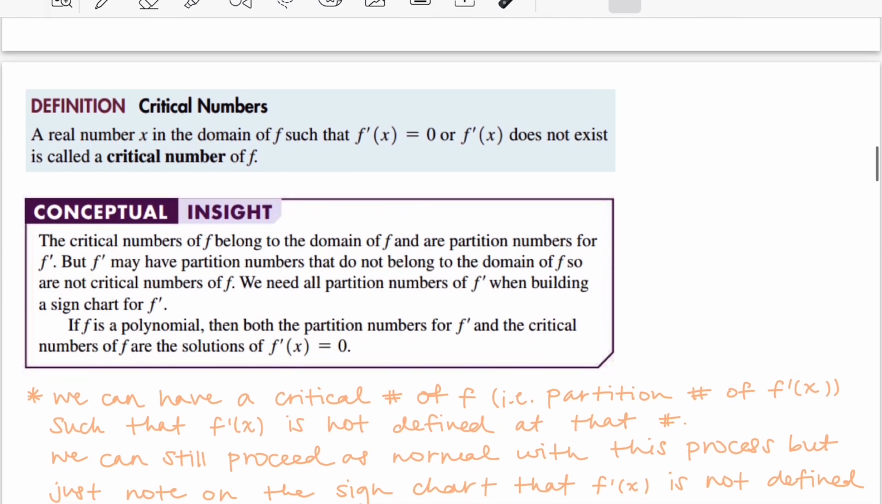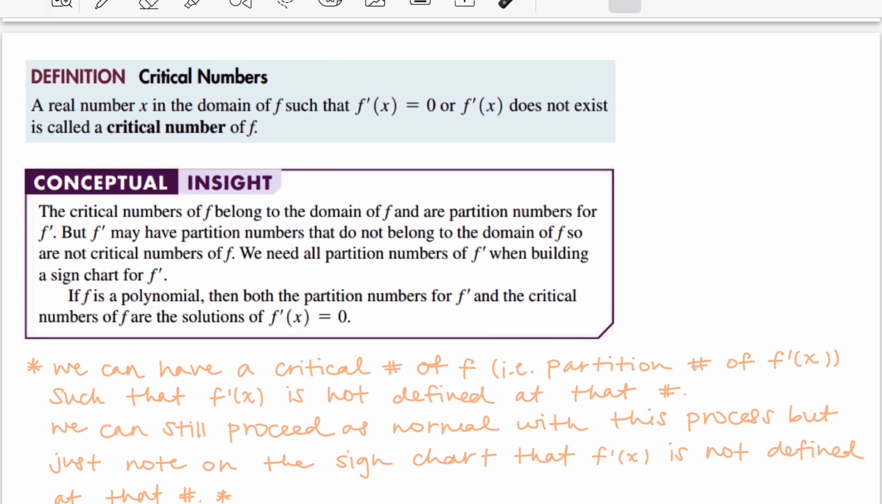All right, and then I just wrote this little blurb here. We can have a critical number of f, so that is a partition number of our derivative, such that our derivative is not defined at that point. And that's fine. We'll still proceed as normal with this process, but we'll just note on the sign chart that f prime of x is not defined at that number. We're not going to go over an example like that in this video, but there is an example like this on page 243 of our textbook.